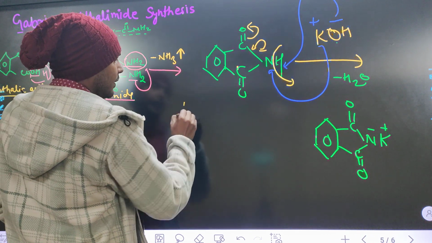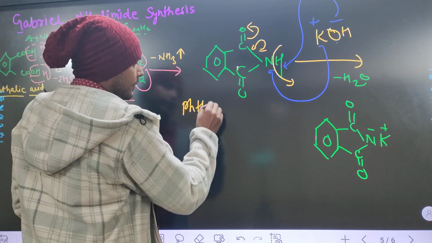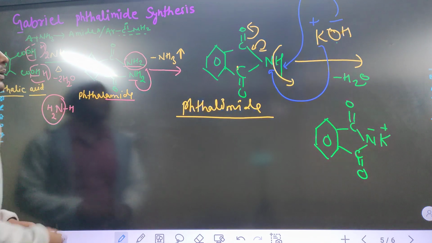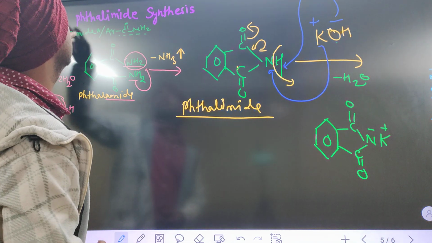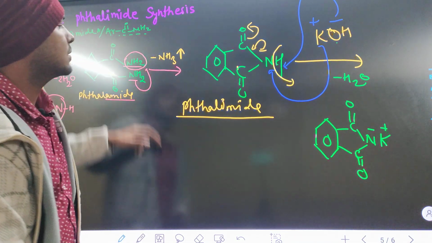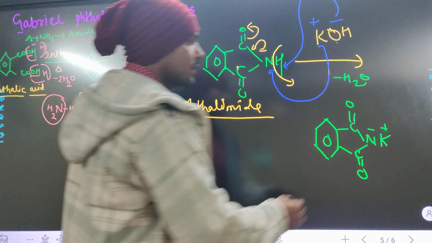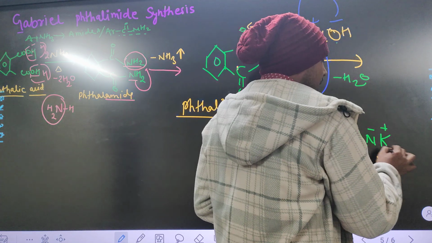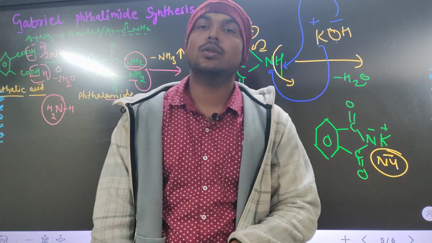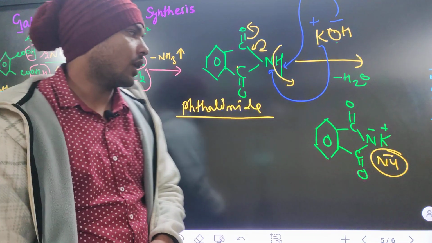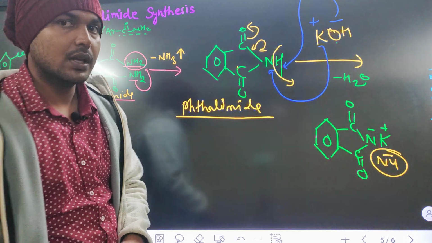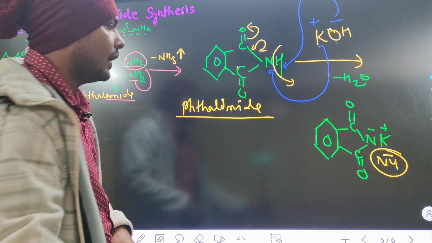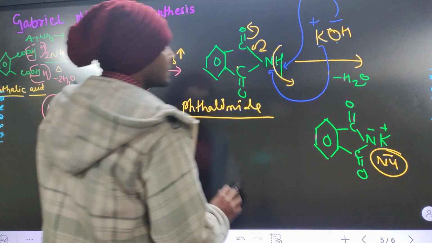I am writing the name here now. Phthalimide. This is the main reagent for the preparation of primary amines. This is known as the Gabriel phthalimide synthesis. This is phthalimide anion. What will happen? This is minus, so it will act as a nucleophile, and it can show nucleophilic substitution reactions. So how will it show nucleophilic substitution reactions? I am putting an alkyl halide here. Then what will happen? See the reaction.